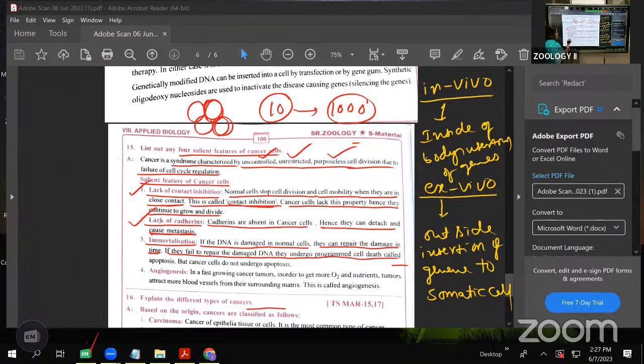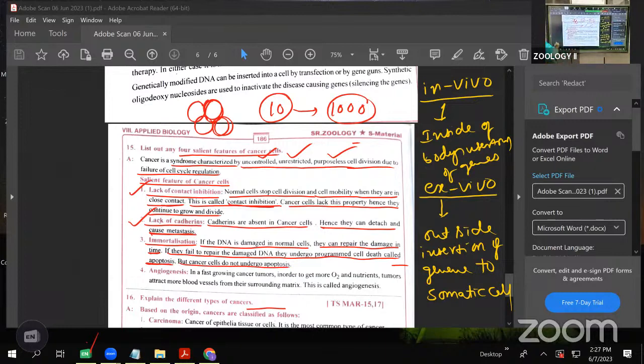But through apoptosis, they can die. If the DNA is damaged and not repaired, the normal cell is destroyed, and that we call apoptosis. But cancer cells do not undergo apoptosis.